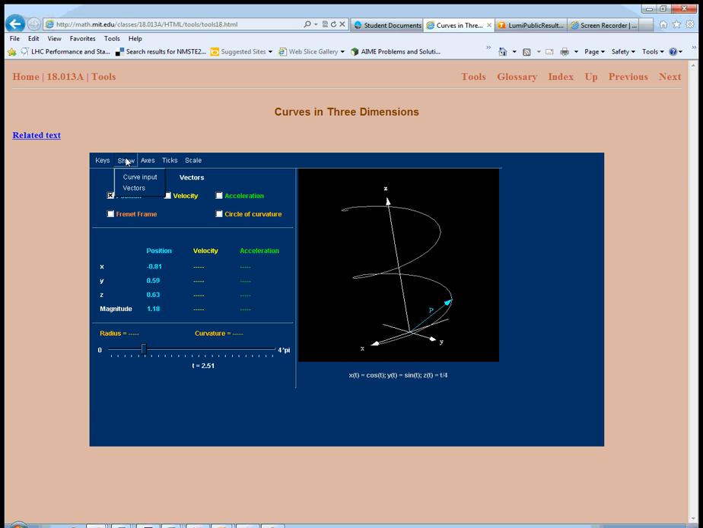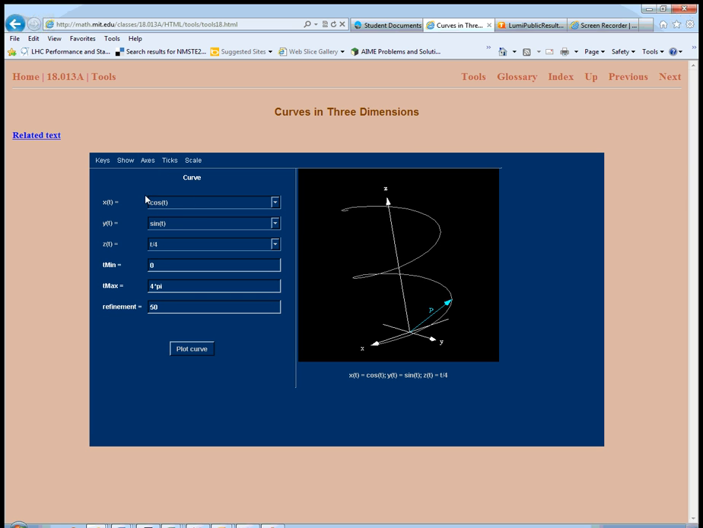There's a menu here, and "show curve input" is where you want to start. It asks you for x of t, y of t, z of t, t min, t max, and refinement. These three are the most important things. You can either use the drop-down menu or just enter it in by hand. What they've got now is x is cosine of t, y is sine of t, z is t over 4.